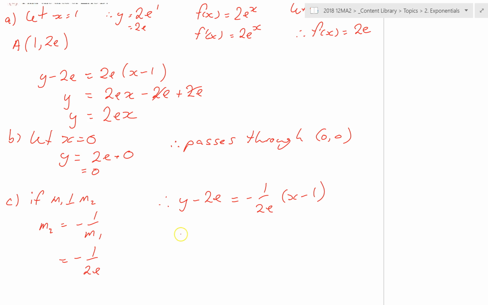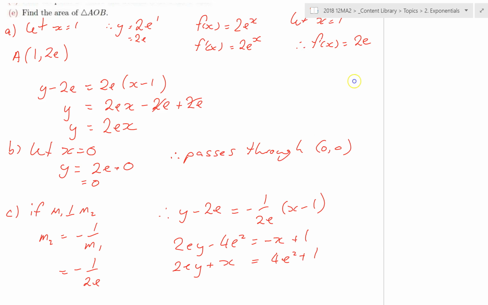Multiply throughout by 2e and I get 2ey minus 4e squared equals negative x plus 1. Rearrange things a little bit and I get 2ey plus x equals 4e squared plus 1. Righto, that'll do us. That is the equation of the normal.